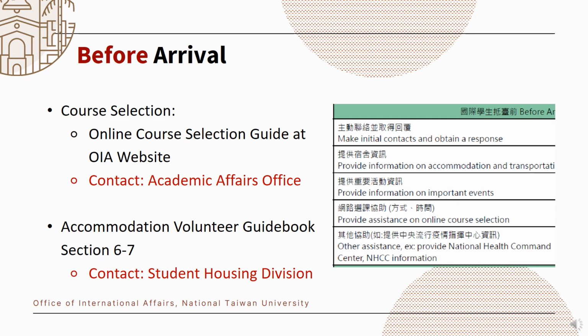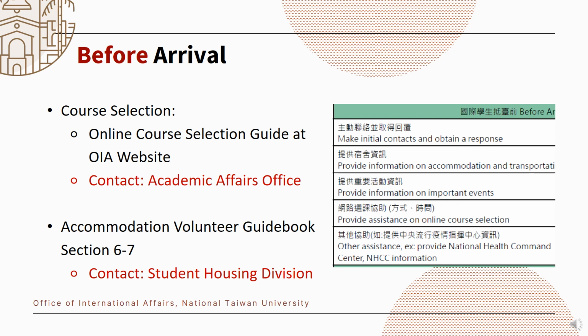Okay, so for the course selection, at the OIA website we do provide videos in multiple languages about the course selection, and also the PowerPoint slides, which you can provide to your international students if there is a video in their language. It will be easier for them to understand the course selection system at NTU, which is quite complicated. So you can go to the website and provide that to them.